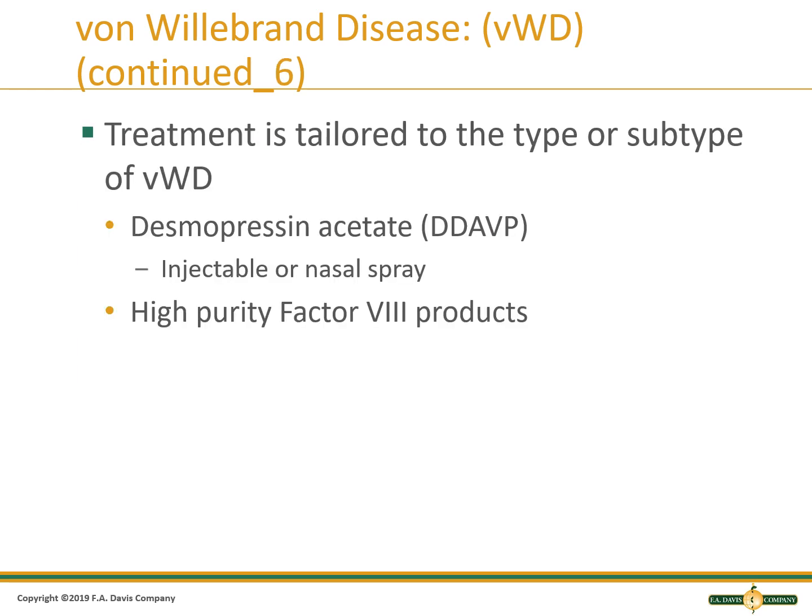And the von Willebrand's factor antigen measures the amount of circulating protein but does not capture the function of the protein. So when it comes to a patient who has been diagnosed with von Willebrand's disease, the treatment is tailored to the type or subtype that the patient has. One treatment can be desmopressin acetate, or DDAVP, which is an injectable medication, or it can be administered via nasal spray. Also, another treatment option is high purity factor VIII products that can be given to the patient.